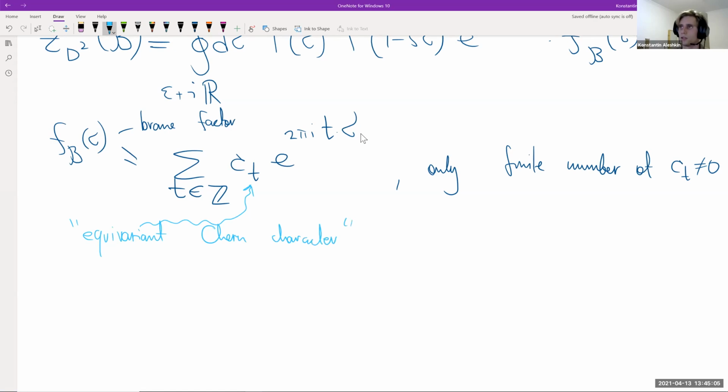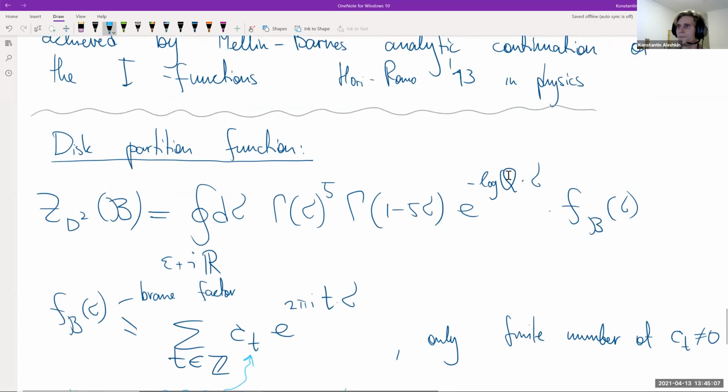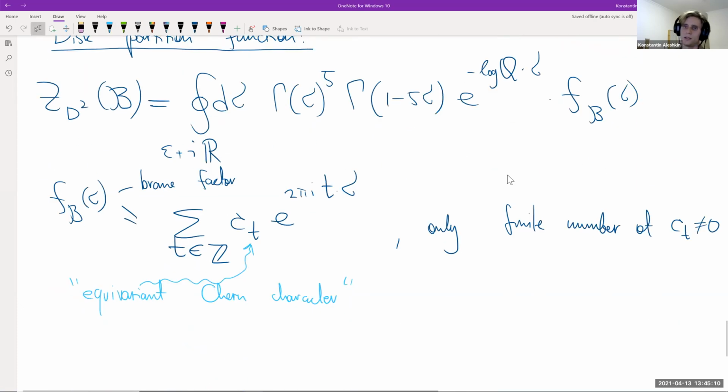Of some representation of our group C star, and C is one can identify this variable sigma with an element in the Lie algebra of C star. So the algebra of C star from the GIT quotient.